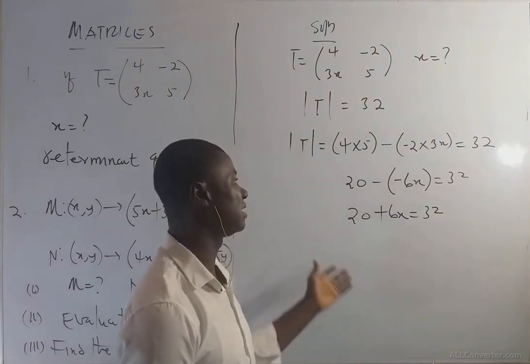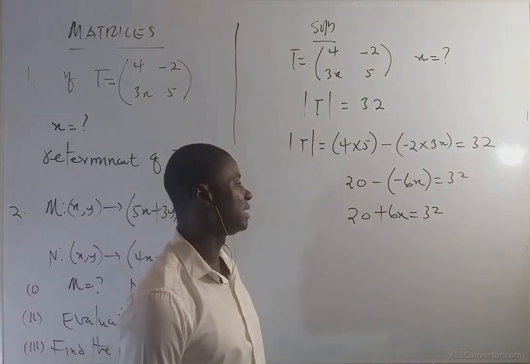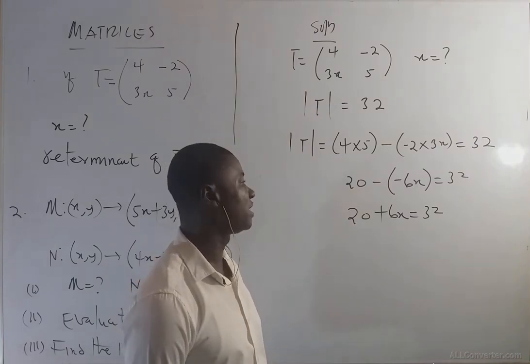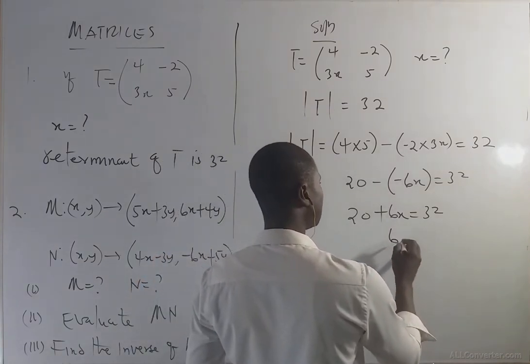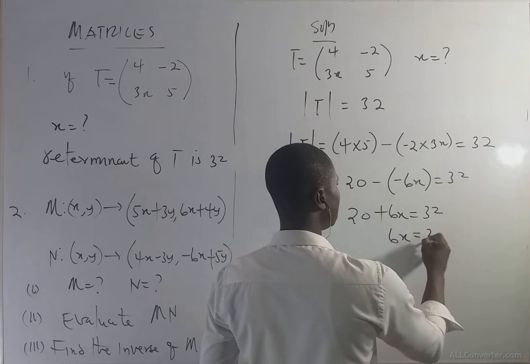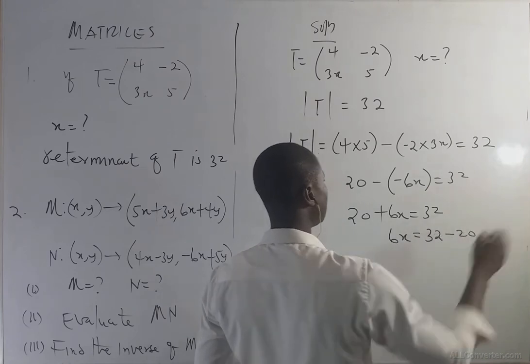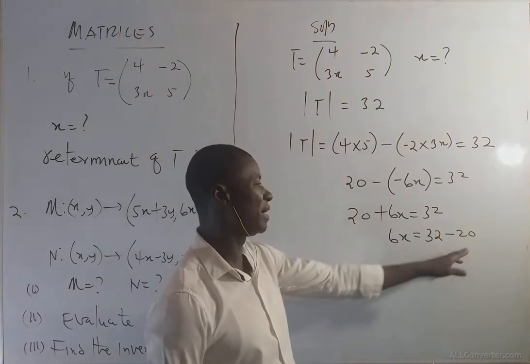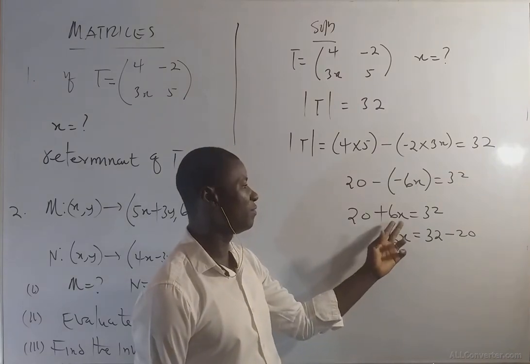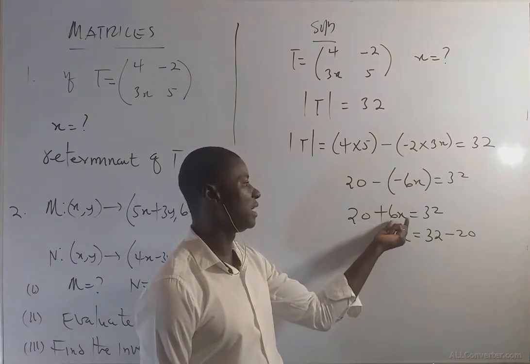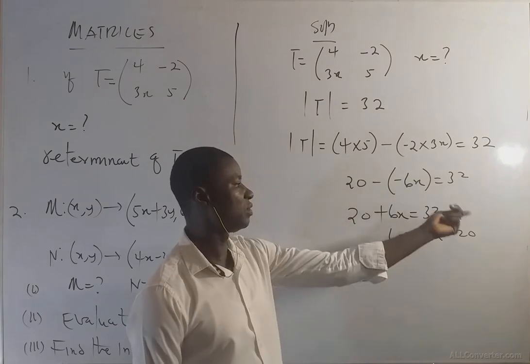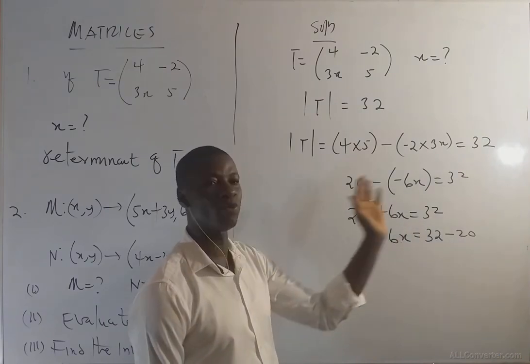So we group the constants on the right hand side. It's the same as subtracting 20 from both sides. So we have 6x on the left hand side, then we have 32 minus 20 on the right hand side. I guess you understand why it's minus 20. Because we are solving for x, we need only the x term on the left hand side and the constant on the right hand side. So we subtract 20 from both sides.